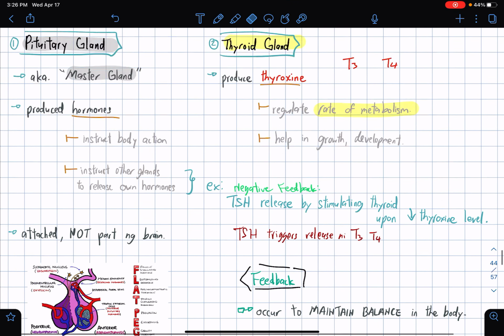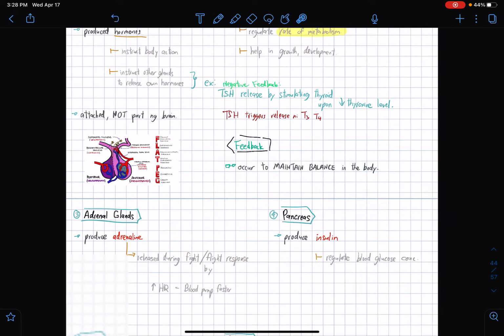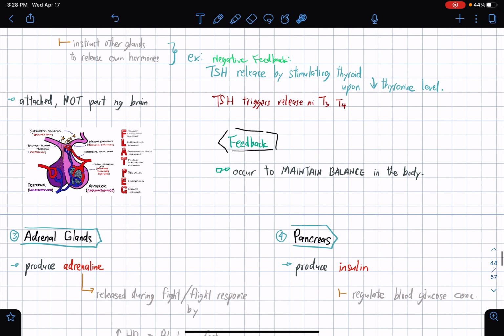So what is feedback? Feedback occurs in order to maintain balance in the body. I believe it's strongly associated with the idea of homeostasis. Homeostasis is so that the body is balanced, basically. Organs of the body work together so that life can be sustained.